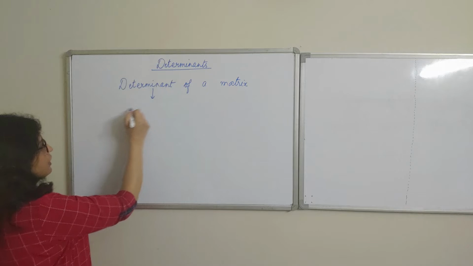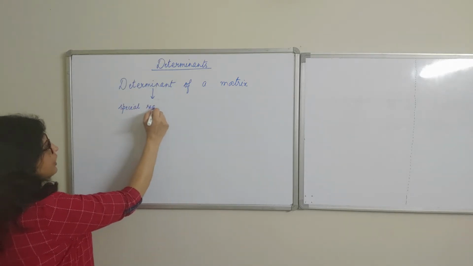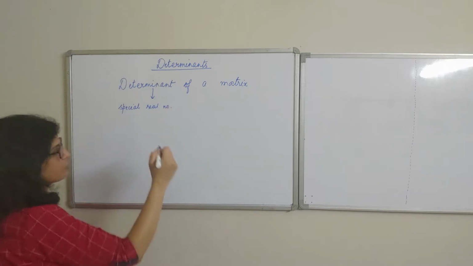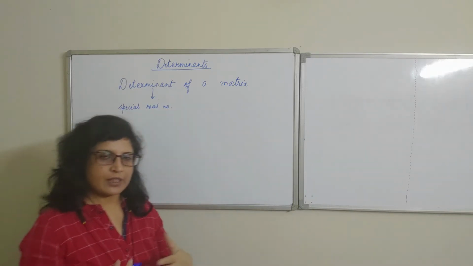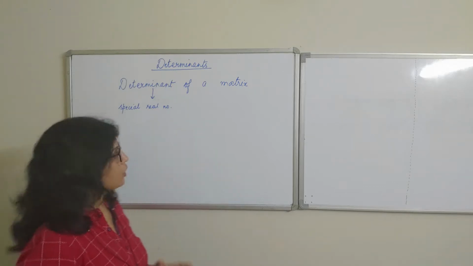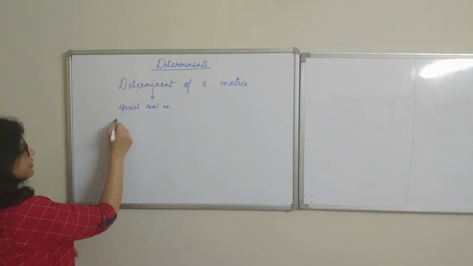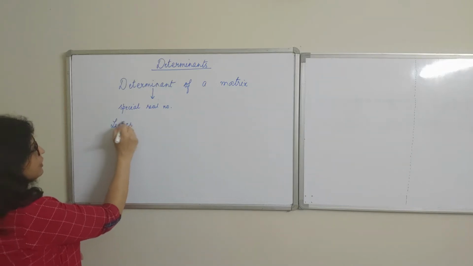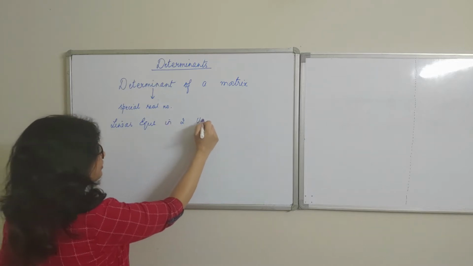So determinant is a special real number that is associated with a matrix. Every matrix has a special real number associated with it, and that real number is called determinant. To understand what determinant signifies, let us consider linear equations in two variables.